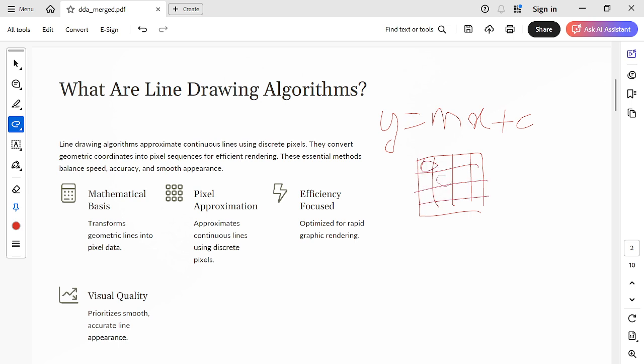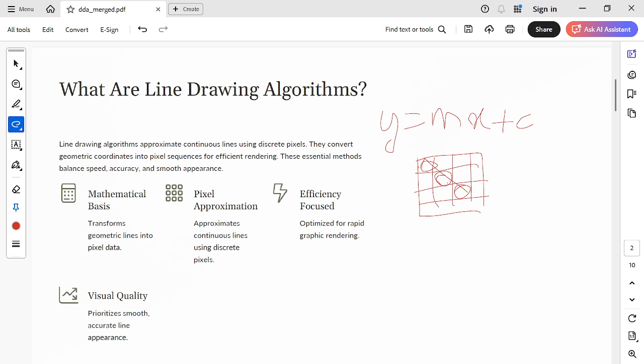So we work on a tiny grid of pixels. Each pixel is a discrete unit. It's either turned on or off. So when we want to draw a straight line between 2 points, we can't draw it exactly as in math. Instead, we have to approximate the line by selecting which pixels to light up so that the result looks like a straight line. This process of choosing the right set of pixels is what we call line rasterization, and it is achieved using the line drawing algorithm.